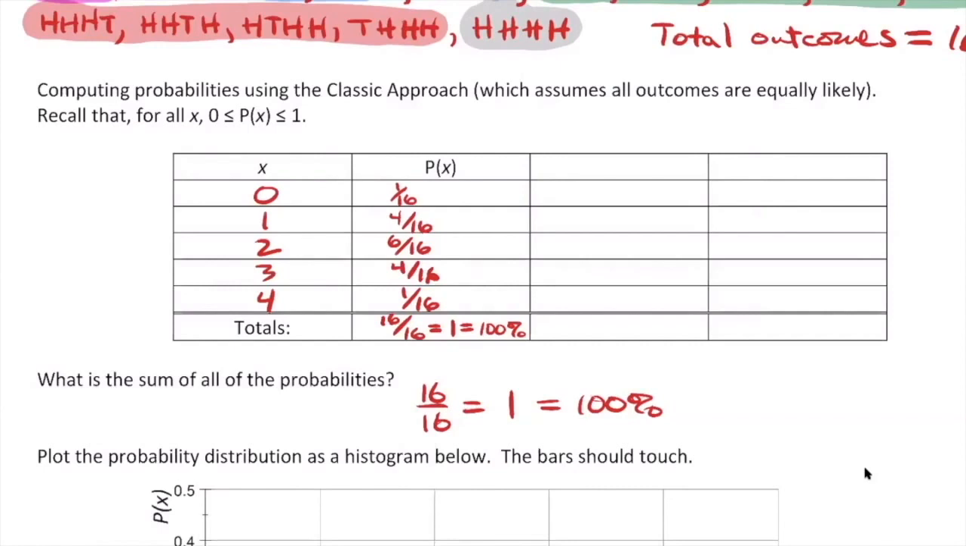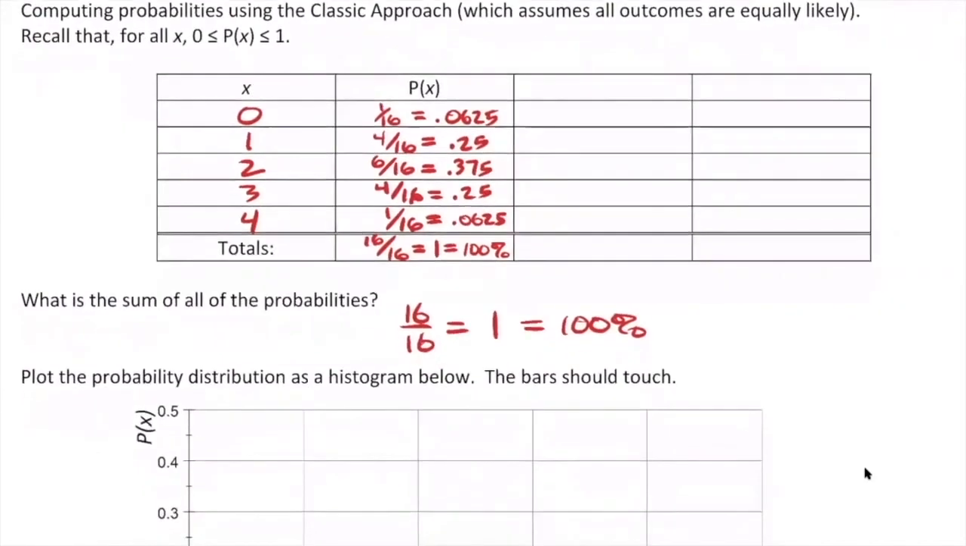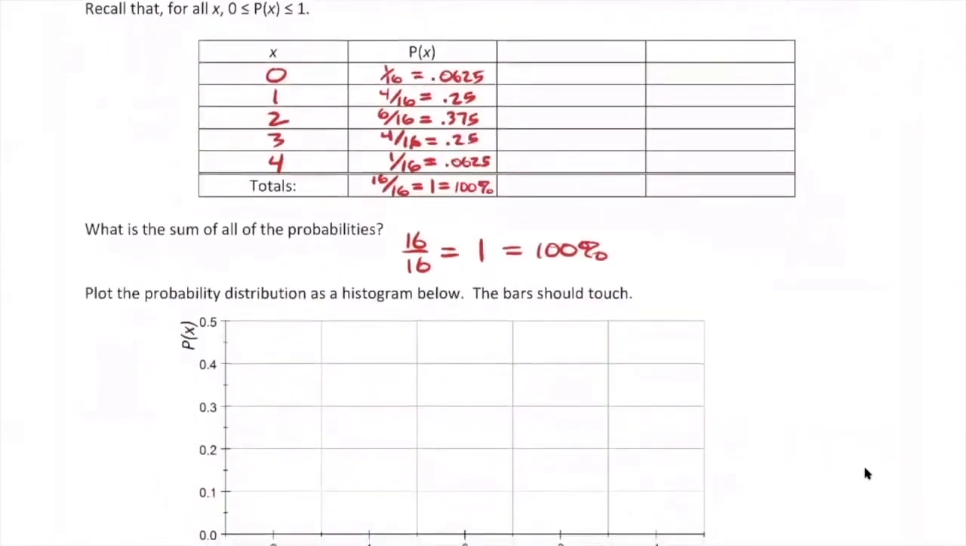Looks like we have to compute these on our calculator. So 1 divided by 16 is 0.0625. So I'm just going to put that in next to all this. 4 out of 16 is 0.25. 6 out of 16, I'm guessing, is 0.375. 4 out of 16 again, 0.25, and 1 out of 16 again, 0.0625. Okay, and we want to go ahead and graph these now.